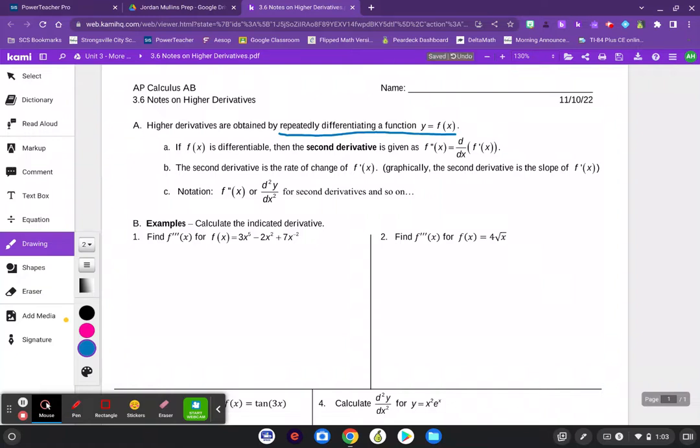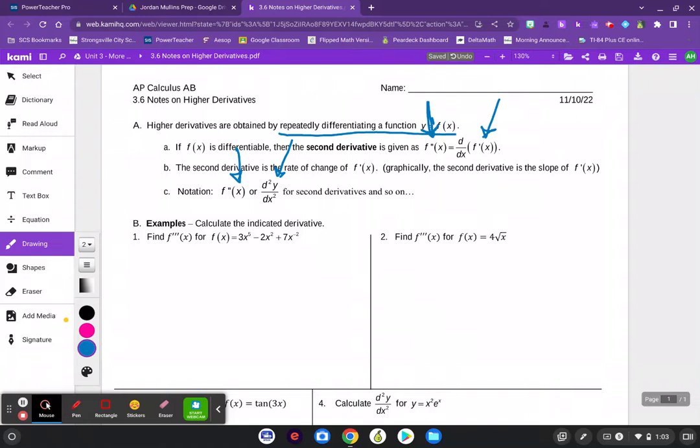That means that if f of x is differentiable, if I'm able to take a derivative, then the second derivative would be the derivative of the first derivative. Okay? It's given as f double prime. So there are two little primes here. Or I'm taking the derivative of the first derivative. Okay? The second derivative is the rate of change of f prime. So it's the slope of the f prime graph. Notation would be f double prime with those two little marks, looks like a quote almost.